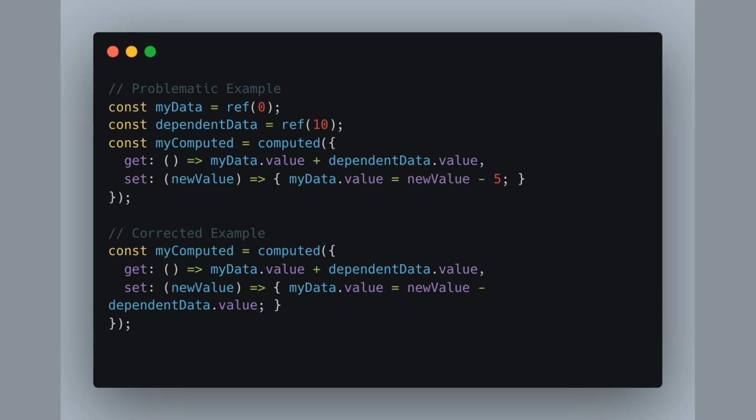Another pitfall is neglecting dependency changes. In this flawed example, the computed ref doesn't account for changes in dependent data. The correct approach is to include all dependencies in your getter and setter logic, ensuring that your computed ref responds accurately to changes in its dependencies.